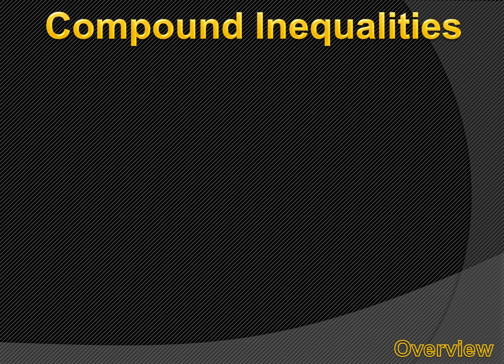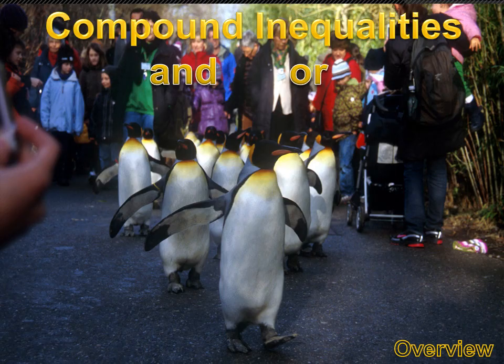Today we're going to talk about compound inequalities. And the word compound just means to put together, to combine. So we're going to combine several inequalities to create one compound inequality. Now there's a couple of ways we can combine the inequalities. We can combine them with and, or we can combine them with or. Let's look at an example, and I think you'll understand what we're talking about.